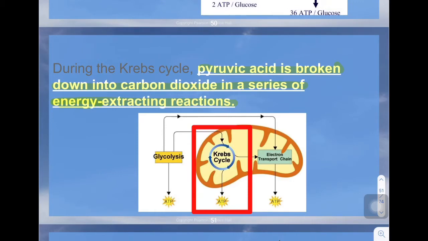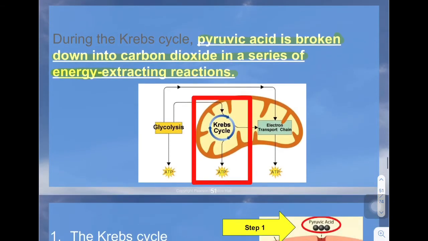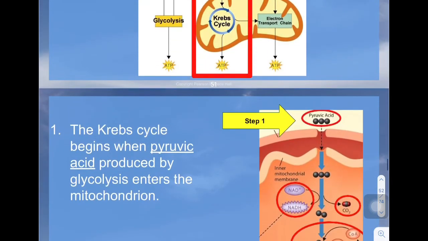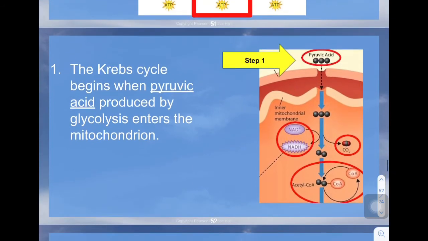Well, how does it actually do this? So a little bit more detail into the steps of the Krebs cycle. It starts when pyruvic acid produced by glycolysis enters the mitochondria. Remember, glycolysis happened in the cytoplasm, so this was outside of the mitochondria, the energy factory for the cell. So pyruvic acid over here has to enter into the mitochondria, step number 1.